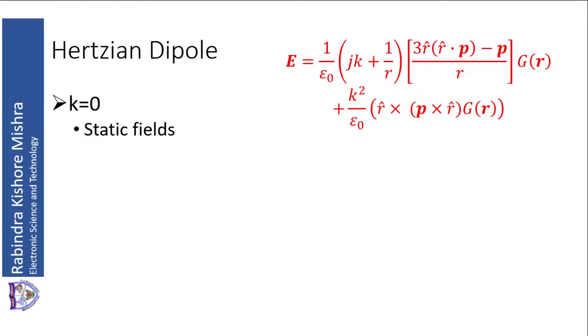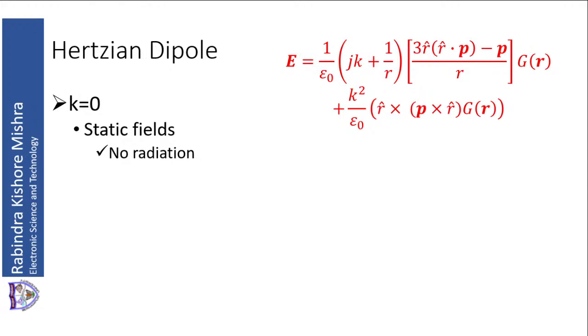So, k is equal to 0. The first condition is k equal to 0. That is what we are considering. So, if k is equal to 0, the field is static. If the field is static, there will be no radiation. So for all k, we will put jk equal to 0. Now E has two terms. In the second term, a k square is multiplied, so the second term goes to 0. In the first term, there is a jk term, so that goes to 0.